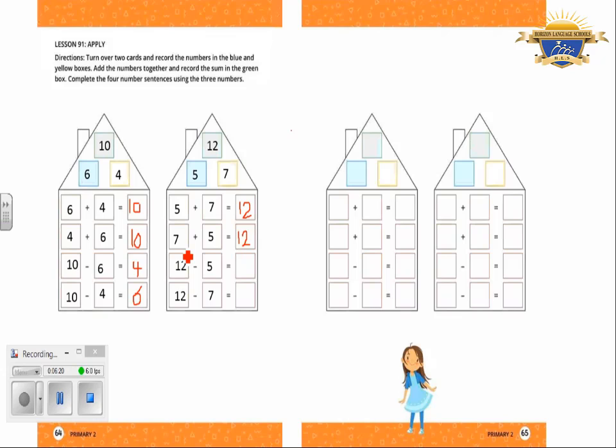Okay, for the subtraction problem, we said that in subtraction order matters, so I have to start with the biggest number. What is the biggest number I have here in those three? 5, 7, or 12? Of course, 12 is the biggest number here. So I will start with 12. 12 minus 5 equals, what is the missing number? The leftover is 7. So 12 minus 5 equals, excellent, 7. 12 minus 7 equals, excellent, 5.